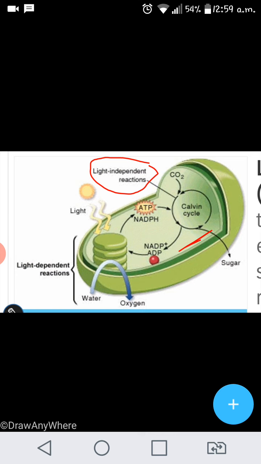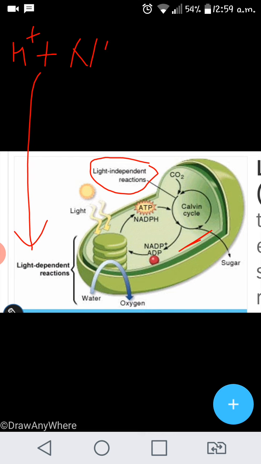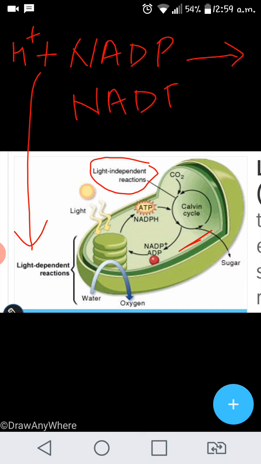Now the H plus ions which were formed in the light reaction are picked up by NADP. NADP picks up the hydrogen ions which were formed in the light reaction and forms NADPH. What does it form? NADPH.